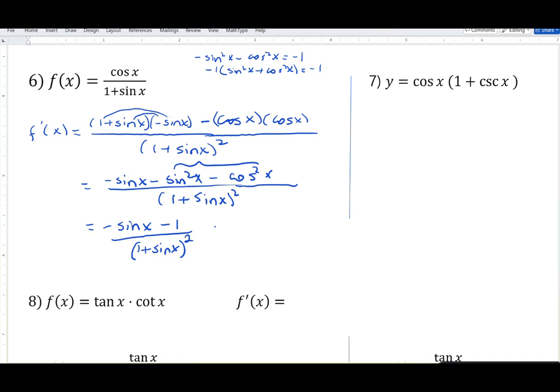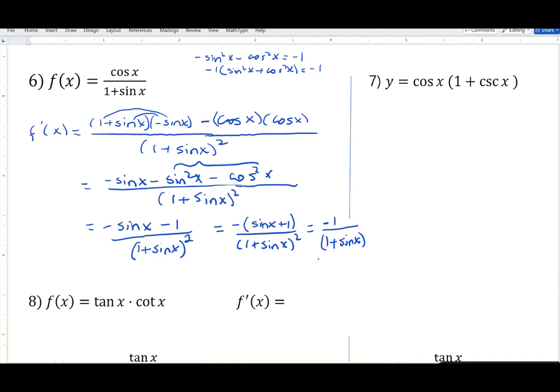The question is, can we simplify it further? Because usually I'll ask you to leave the answer in the simplest possible form. I could take out a negative from both of the top terms. So negative 1 times sine x plus 1, over 1 plus sine x quantity squared. And now you might see, yes, we will be able to simplify it further because one of those 1 plus sine x factors from the denominator can be canceled with 1 plus sine x from the top. And don't forget the negative sign remaining. So our final answer is negative 1 over 1 plus sine x.